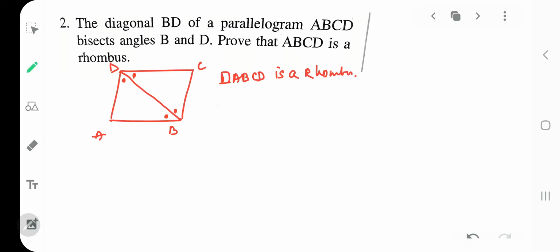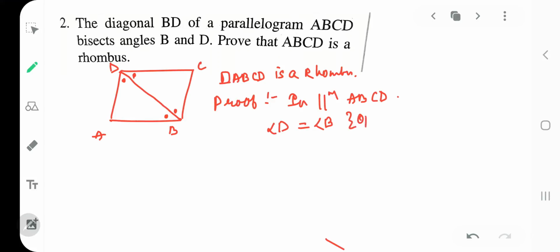Okay, shall we start? So proof: you have in parallelogram ABCD, you know very well that opposite angles are equal. So can I write angle D is equal to angle B, because opposite angles of a parallelogram are equal? If the full angles are equal, can I say half of angle D is equal to half of angle B?